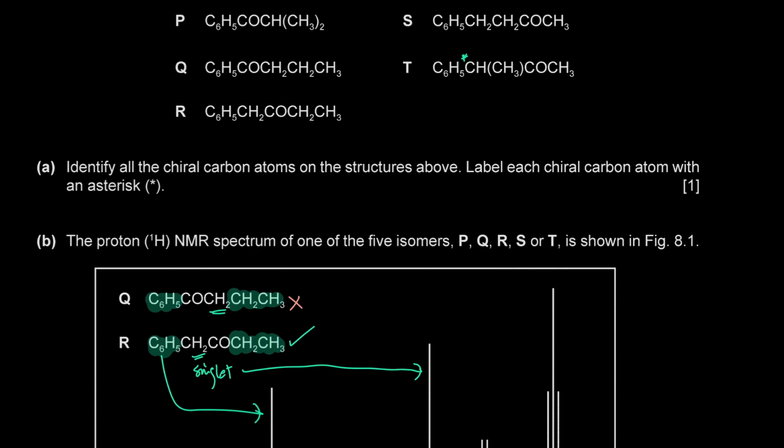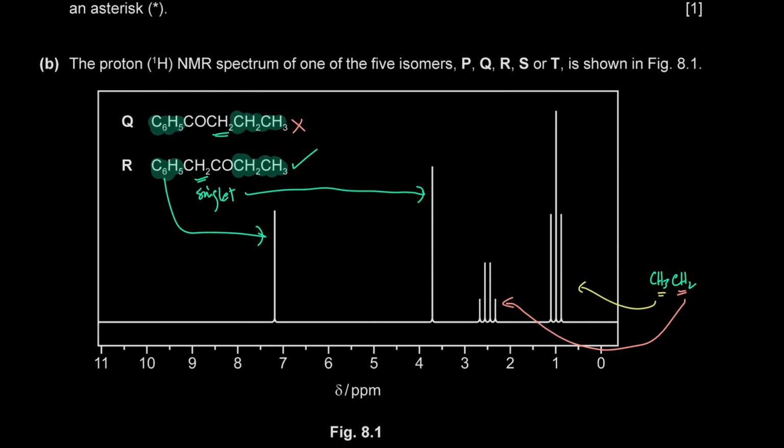So we have a CH. Which of these two have a CH? That will be compounds P and T, right? P and T. So in P, these two CH3s will be split into a doublet by the neighboring one. And then over here, this CH3 will be a doublet because of the neighboring carbon having one proton. So that's going to be P and T.